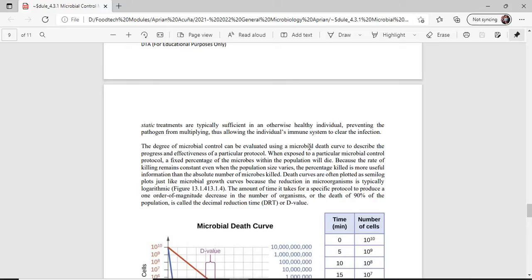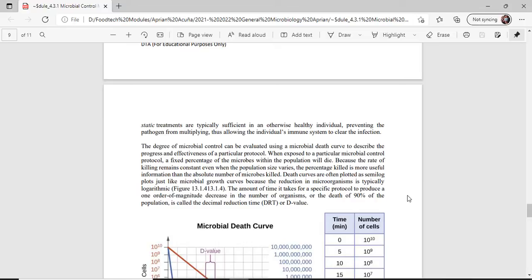Now, the degree of microbial control is evaluated using a microbial death curve to describe the progress and also effectiveness of a particular protocol when microbes are exposed to it. A fixed percentage of the microbes within the population will die because the rate of killing remains constant even as the population size varies. The percentage kill is more useful information than the absolute number of microbes killed.